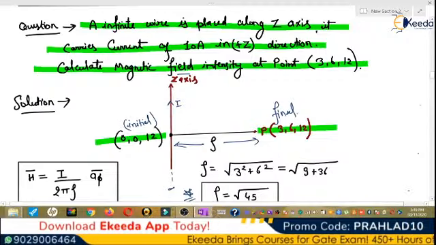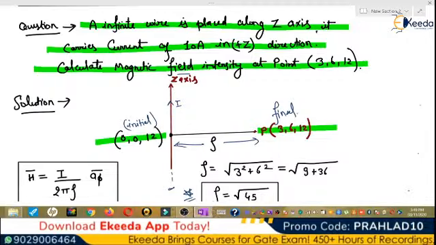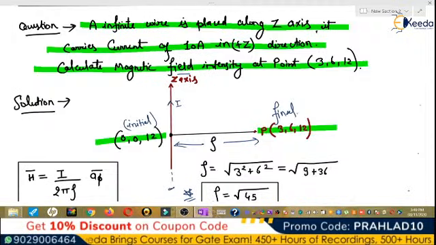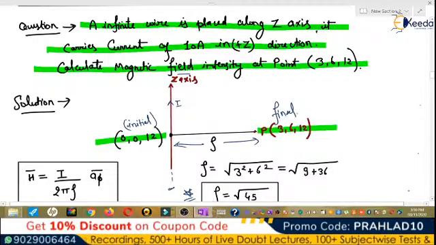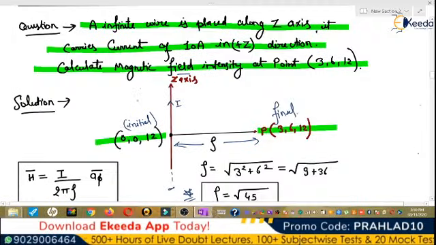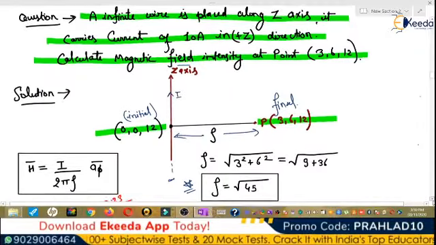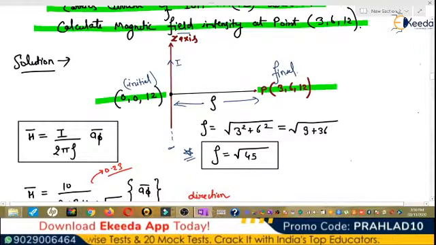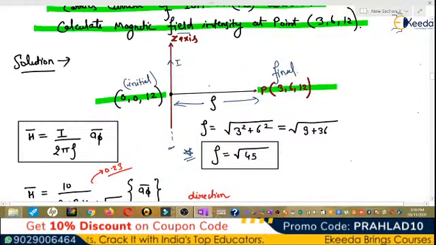So the question is: an infinite wire is placed along the z-axis and it carries a current of 10 ampere in the plus z direction. Then calculate the magnetic field intensity at point 3, 6, 12. So we have to calculate the magnetic field intensity at point 3, 6, 12, where this is the initial point 0, 0, 12. So the value of rho is the square root of 3 square plus 6 square. Rho is the square root of 45.